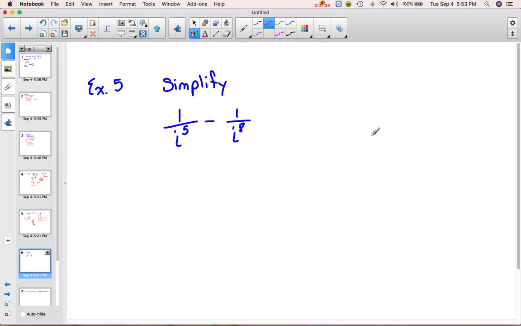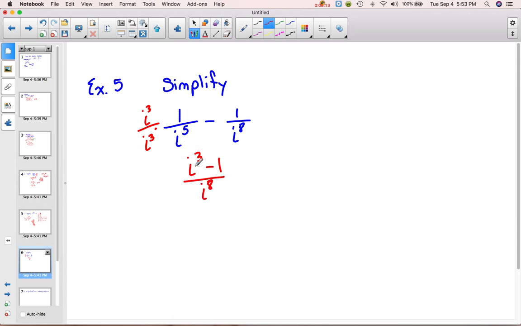Well, this one looks different, and we didn't do anything like this in the past, but you know how to deal with fractions. And so in order to simplify this, first of all, we can't leave anything with the imaginary unit in the denominator, but let's first find a common denominator and combine this. So I'm going to use i to the 8th as a common denominator. So this fraction, I'm going to multiply by i cubed over i cubed. Because remember, when I multiply, and the bases are the same, I add the exponents. So I'm going to get i cubed minus 1 over i to the 8th.